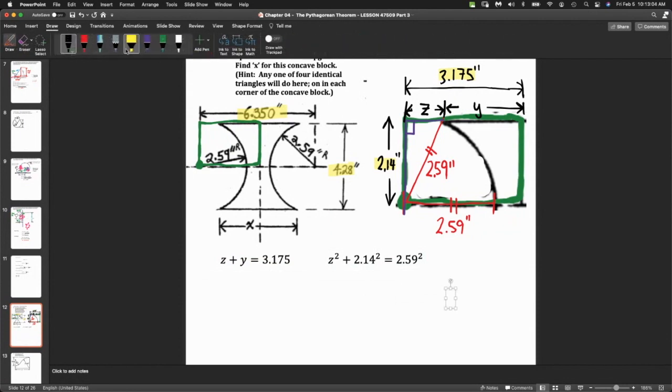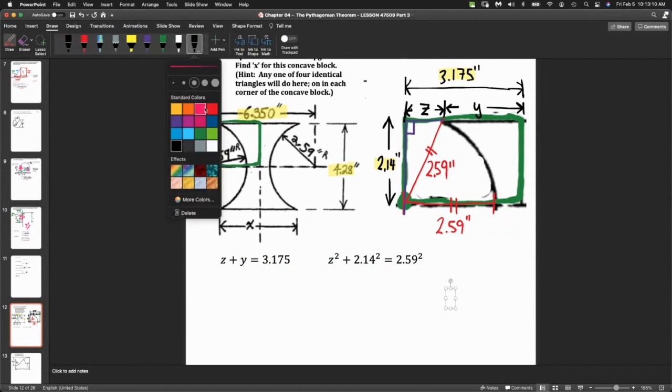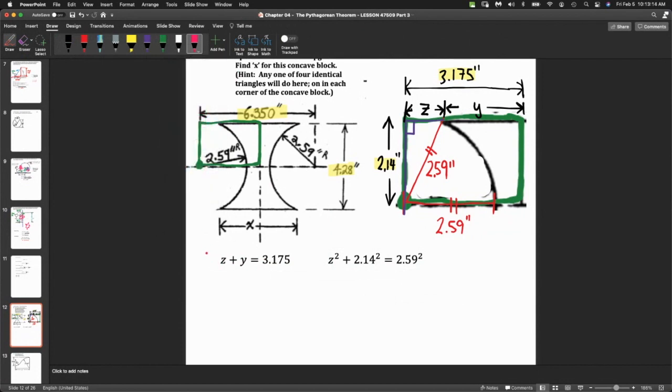So as I do these, I can put little symbols. Let's give this one pink, okay? So I'll just put a check mark here. That comes from here. This one here, I'll put a little star. That comes from here. And finally, we need to find x eventually.